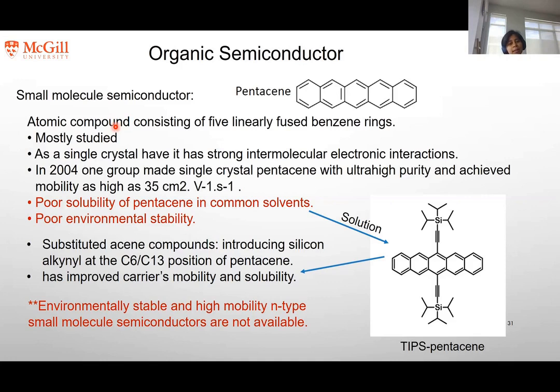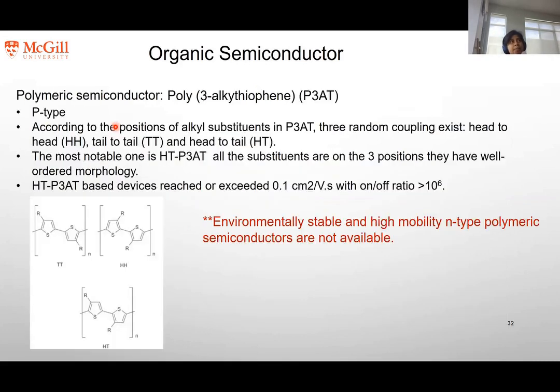Pentacene is a p-type material. And unfortunately, we don't really have available n-type small molecule materials that are environmentally stable and at the same time have high mobility. There are a few n-type small molecule materials, but the mobility is really, really low, and environmentally they are really unstable.